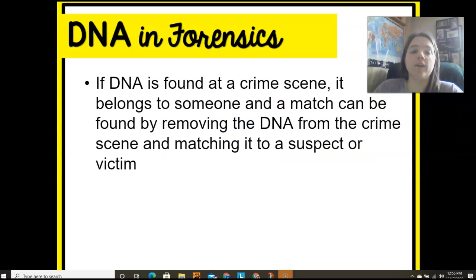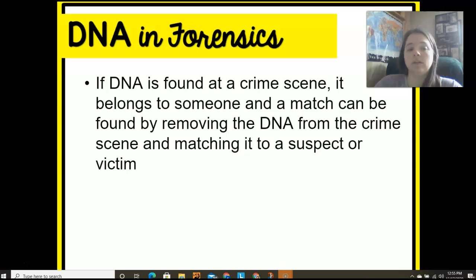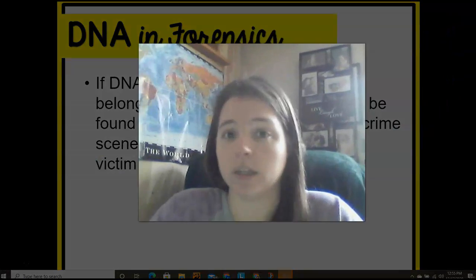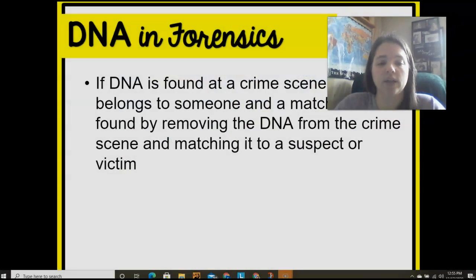Okay. So if DNA is found at a crime scene, it belongs to someone, and a match can be found by removing the DNA from the crime scene and matching it to a suspect or a victim.